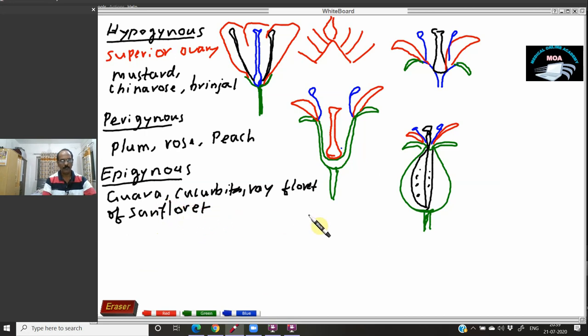The epigynous flower is seen only in the ray floret. So these are the different types of flowers based on the insertion of the floral whorls on the thalamus. So that is much for today. And the next day we will study the different parts, that is the calyx, corolla, androecium, and gynoecium in detail. Thalamus in detail. Okay. Thank you very much.